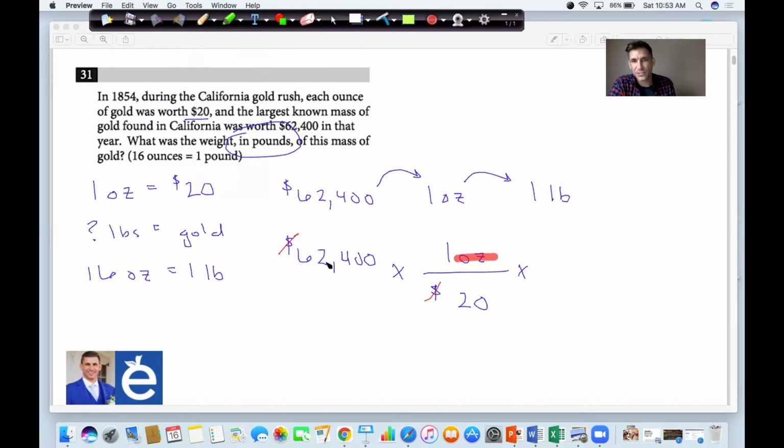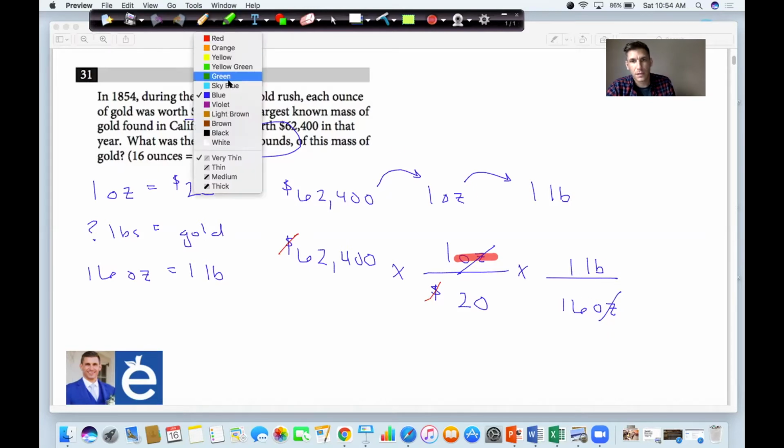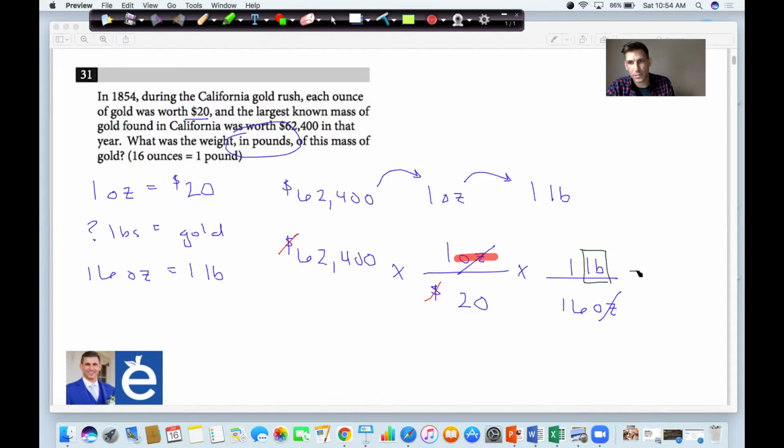So here I have 62,400 times 1 ounce over $20. Now notice what I did. I'm in ounces, and I want to go from ounces to pounds. So I'm going to put 16 ounces on the bottom, this is my coefficient, and pounds on the top, because pounds is my desired unit. My ounces will now cancel, and I am in units of pounds. So it becomes 62,400 times 1 over 20 times 1 over 16.